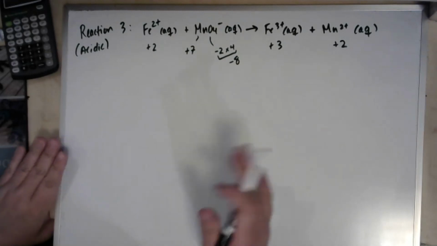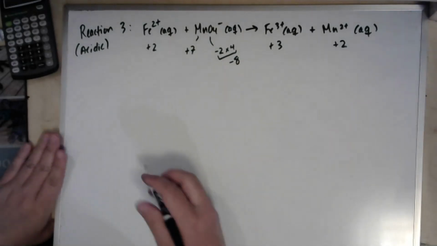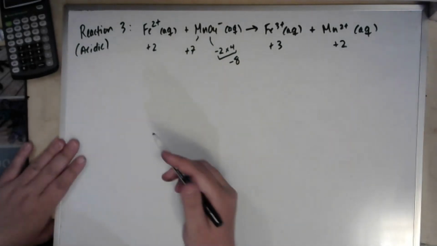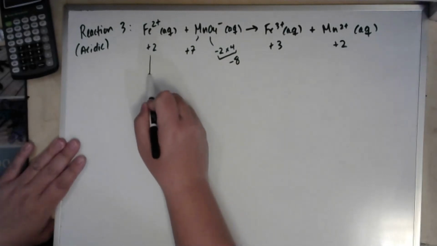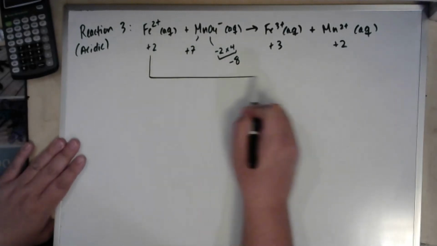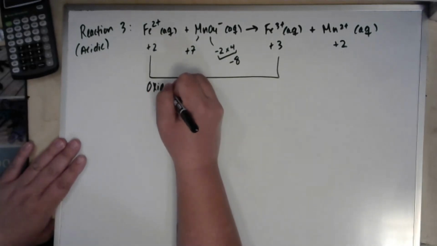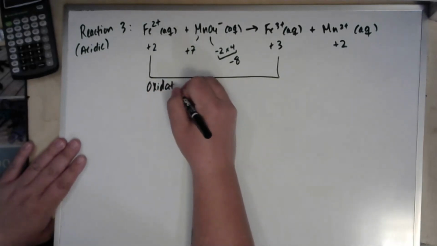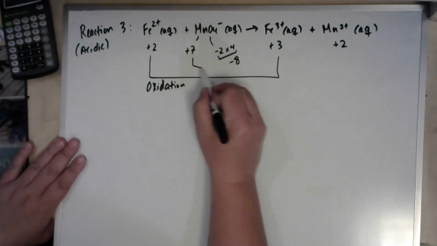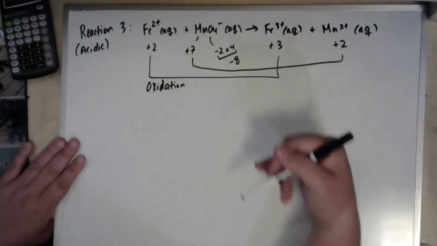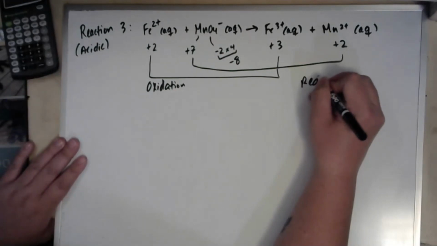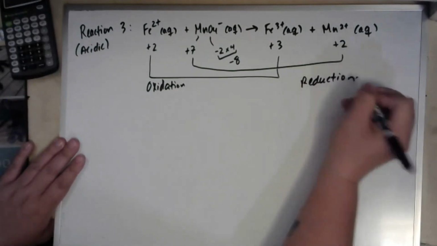So that being said, we can figure out where the oxidation and the reduction is happening by looking at the iron and the manganese. So iron goes from Fe2 plus to Fe3 plus. So that's going to be oxidation. The manganese goes from a +7 to a +2. That's a decrease in oxidation. So that's going to be reduction.